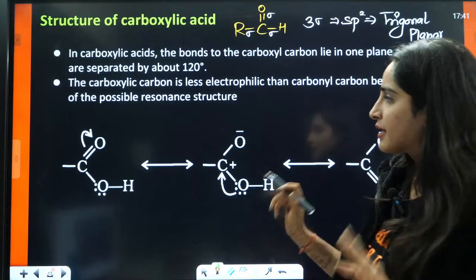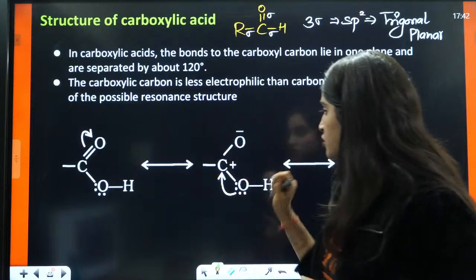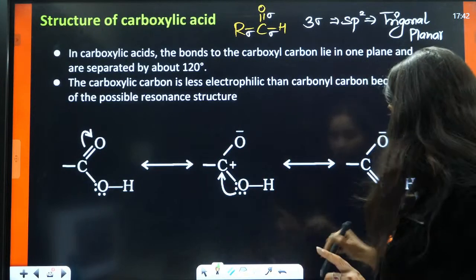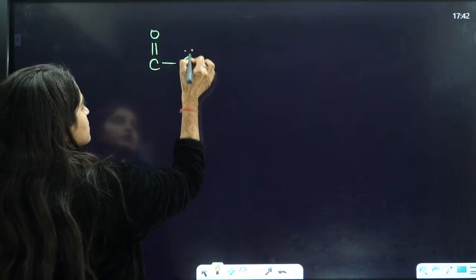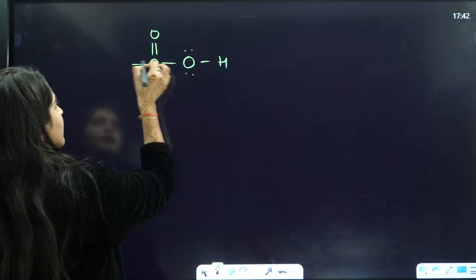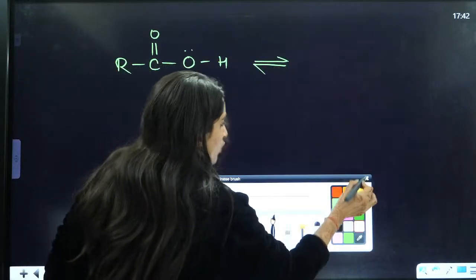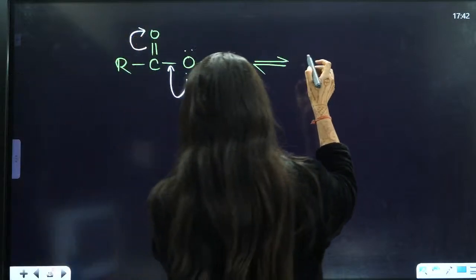Totally your choice, right? They have firstly distributed the pi electrons to this oxygen. Then they have distributed this lone pair to this carbon. Basically, these 2 structures are formed here, right? If you have C double bond O, this is O, and this is H, and this is R. So what is going to happen? These lone pairs are going to shift here. The pi bond is going to shift here.